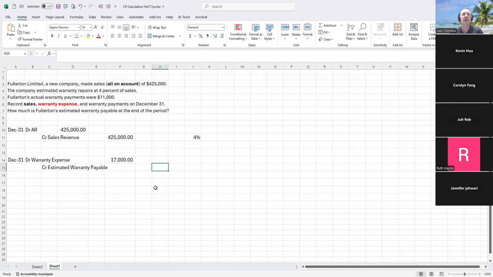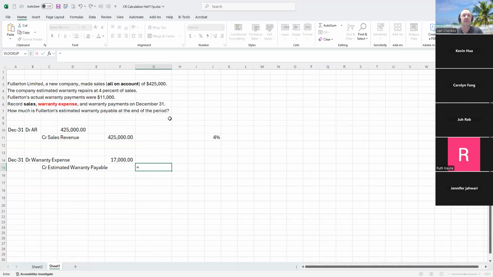Why are we doing this? To match the revenue with the expense, and because that warranty is attached to the sales. If we don't have the sales, there'll be no warranty. So let's record the same amount here. Okay, after that, the actual warranty payment was for $11,000.